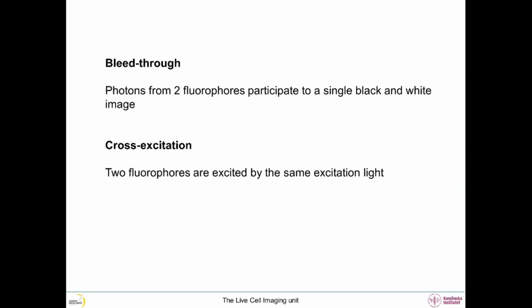Bleed-through also has other names like crosstalk or crossover. All these terms refer to the same emission problem. Photons from two fluorophores participate to a single black and white image. Cross-excitation, on the other side, is an excitation problem, where two fluorophores are excited by the same excitation light. Cross-excitation and bleed-through prevent us from separating the signals coming from the two fluorophores in our sample.